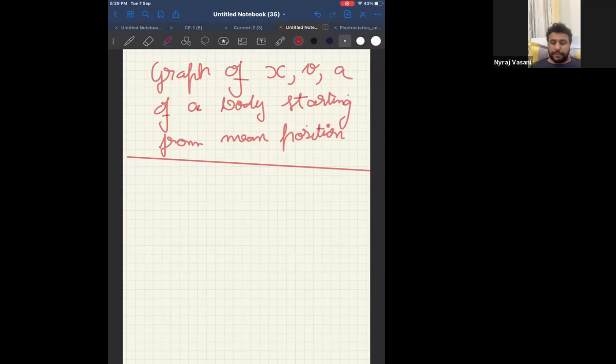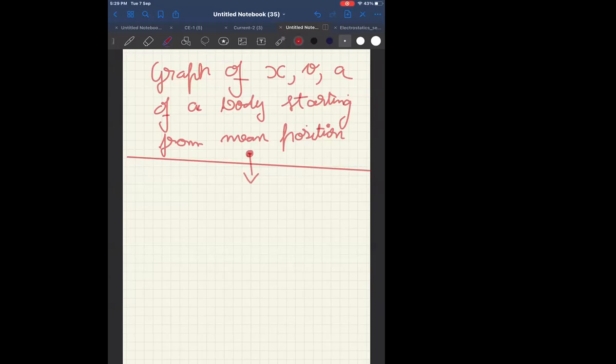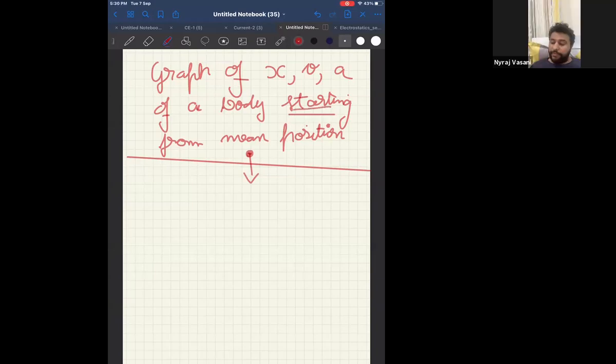Clear? Now listen to this. What do you know about a body starting from mean position? What are the things that you know? Tell me anything that you know about a body starting from mean position. Displacement and acceleration is equal to 0. That is at mean. Here I am saying starting from.